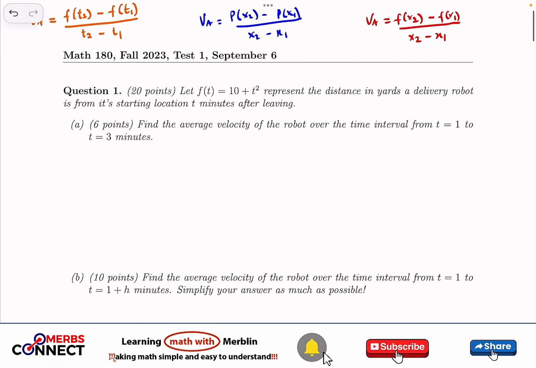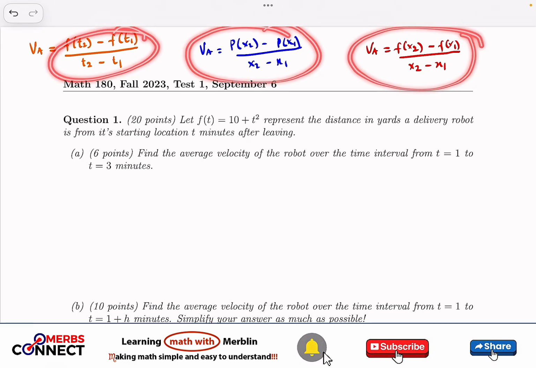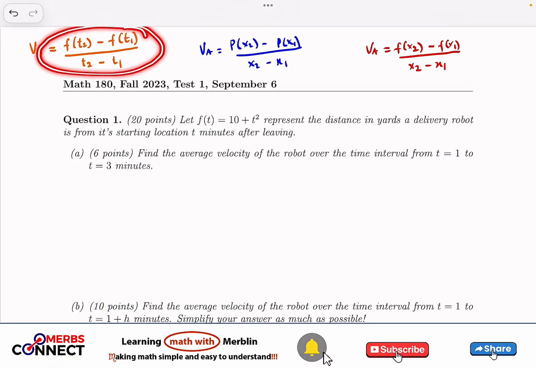So now let's look at what the question is asking us. The question is asking us to find the average rate of change, right? From t equal to 1 to t equal to 3. So we can use any of the formulas that we have here based on the function given to us. They've given us f of t, so it's good for us to use this right here.